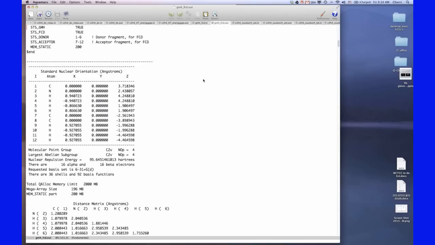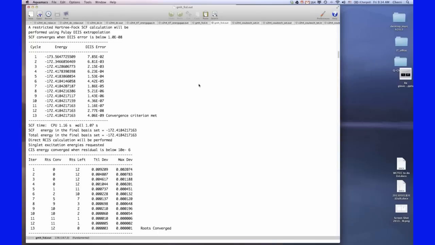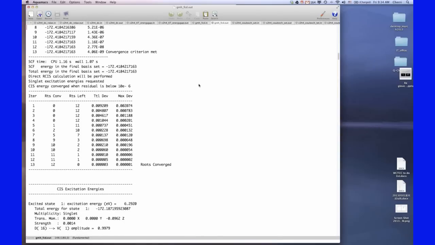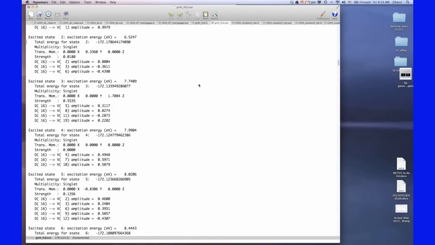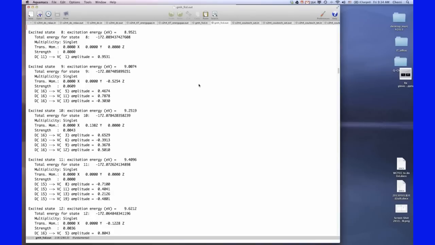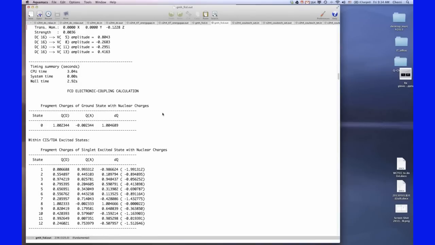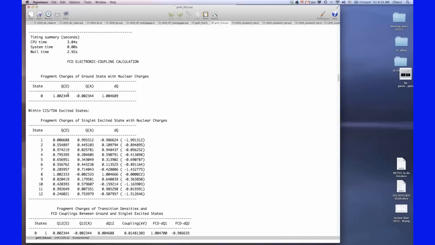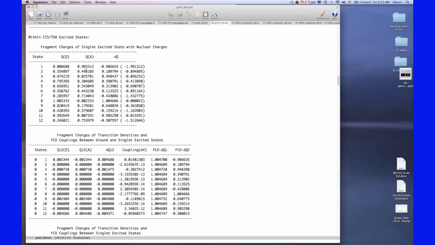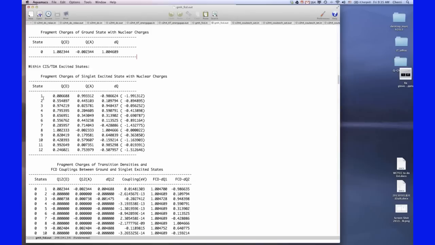Again, we start from the beginning, the system goes to ground state convergence and reaches a steady state, and you find all these eigenstates in the CIS calculation. Here is the FCD calculation. You have the donor charge and the acceptor charge, and their difference. These include nuclear charges, otherwise you would have many negative charges. This is the ground state, and these are for the 12 excited states.